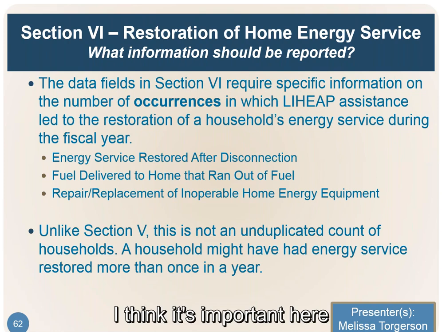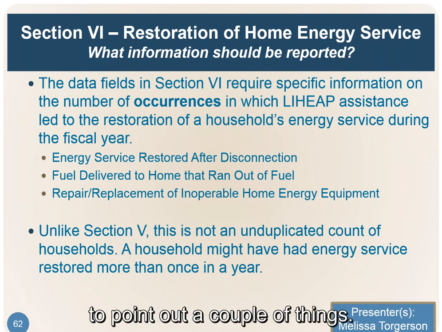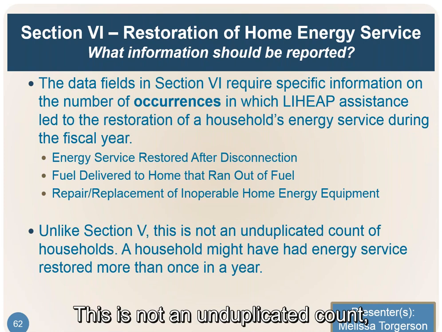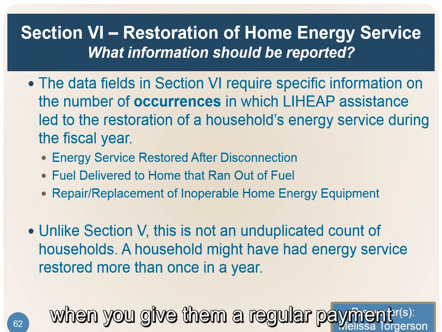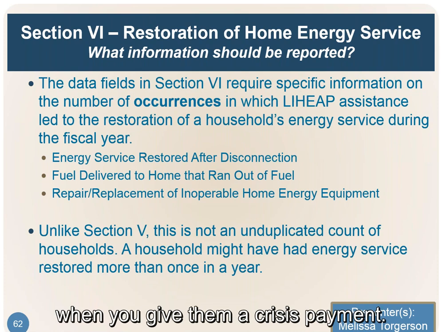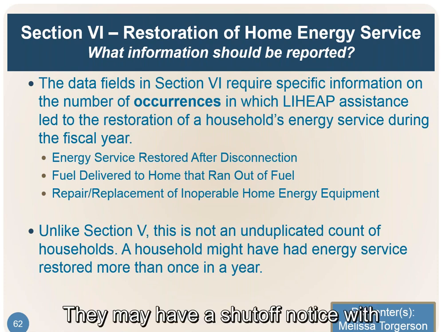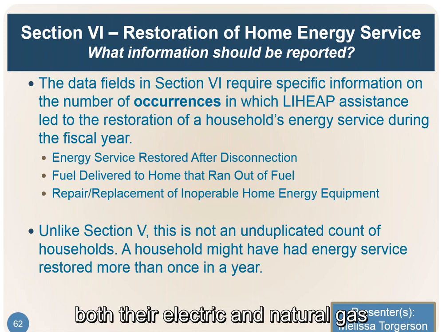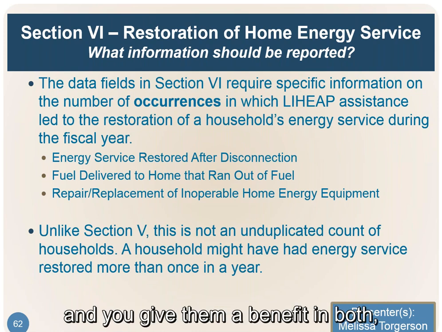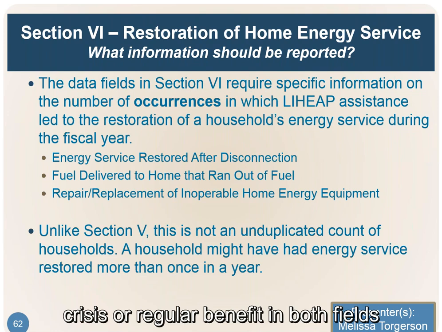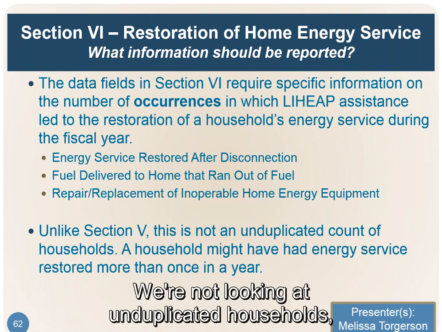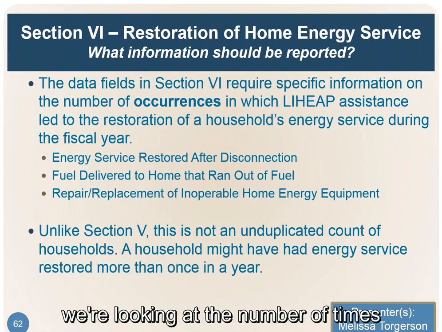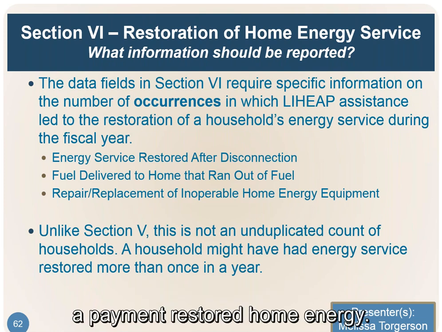I think it's important to point out a couple of things. This is not an unduplicated count. Households will come in and they may have a shutoff notice when you give them a regular payment, and they may have a shutoff notice when you give them a crisis payment. They may have a shutoff notice with both their electric and natural gas, and you give them a crisis or regular benefit in both, in which case those would be counted twice. And that's what we want to see here. We're not looking at unduplicated households. We're looking at the number of times a payment restored home energy.